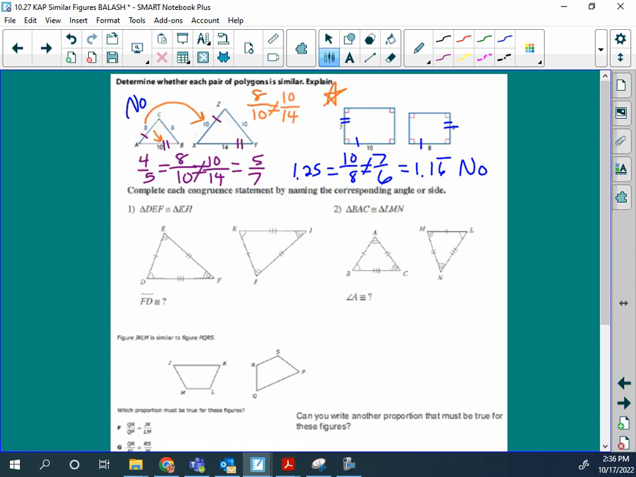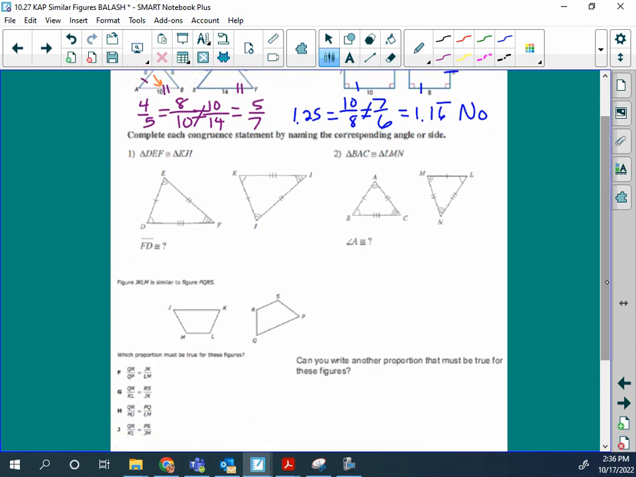Okay, on the next one, it says to complete each congruent statement by naming the corresponding angle or side, all right? So you might see this one of two ways. If you see how it says triangle DEF is similar to KJI, we're looking for FD. So guess what? There's two ways to do this. I can actually ignore the picture altogether if I want to. FD is what they wanted, right? F to D. Well, if I take my pen and draw F to D, all I have to do is do it in the exact same manner here.